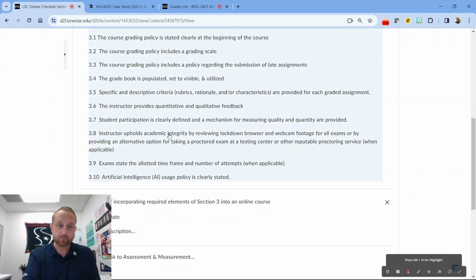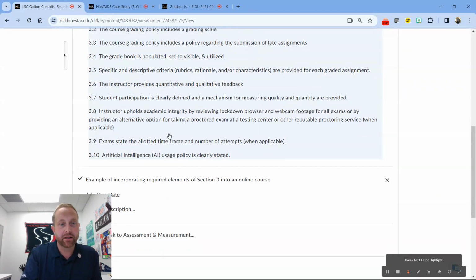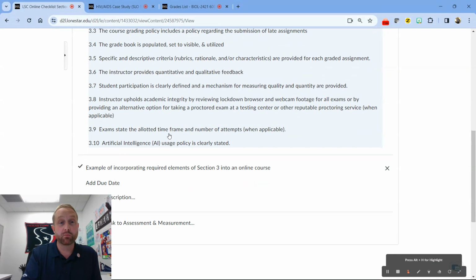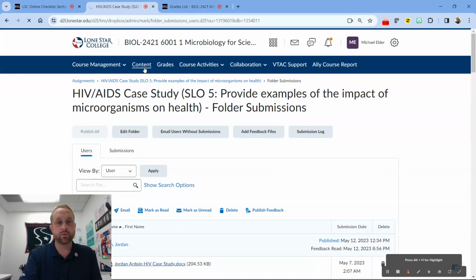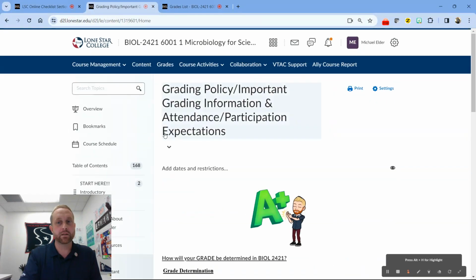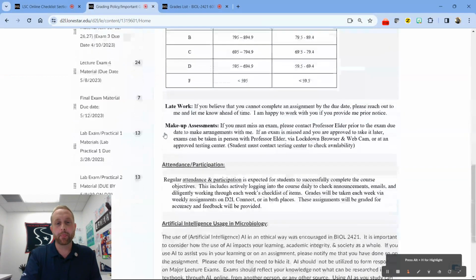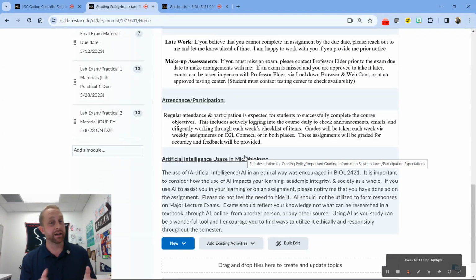All right, then let's see. Next, 3.7, student participation is clearly defined and a mechanism for measuring quality and quantity are provided. So there, if I go back to that section that I was just showing you a moment ago from my syllabus, this is something that was in my syllabus already, but I've included it here to talk about what I expect.